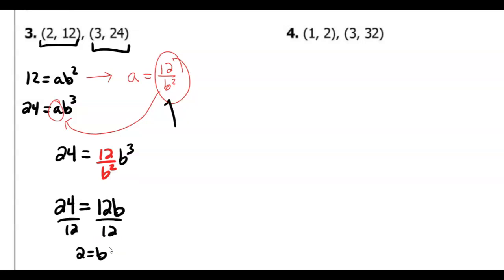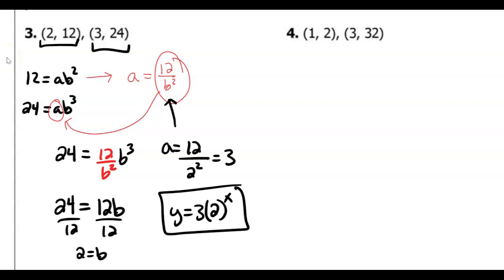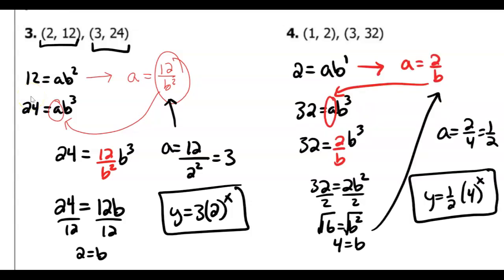And then I'm going to go back in here and plug in the 2 for b. So I have 12 over 2 squared, which is 12 over 4, which is 3. So the a value is 3, the b value is 2, and to the x. And that's my answer. Go ahead if you want to try 4, pause the video, and I'll come back on and project the answer so you can check yourself. All right, here's the solution to this problem. Go ahead and pause it if you'd like to look at it in more detail if you did not get it correct.